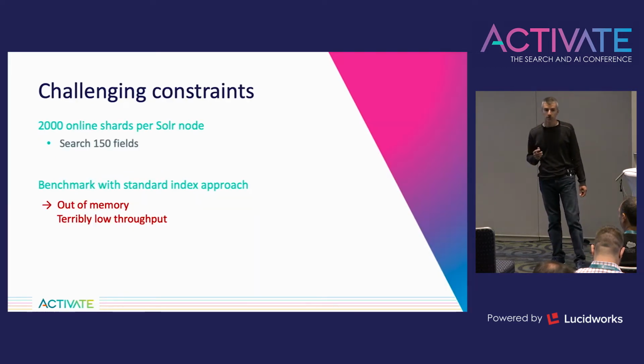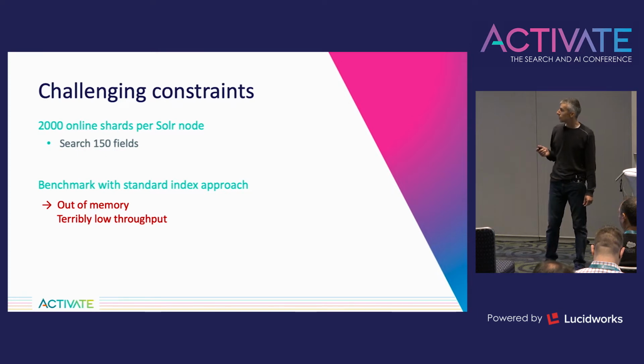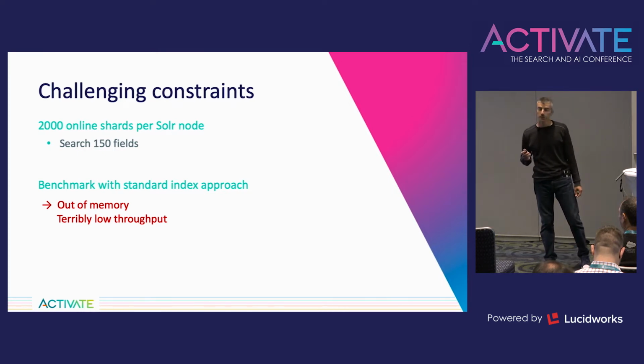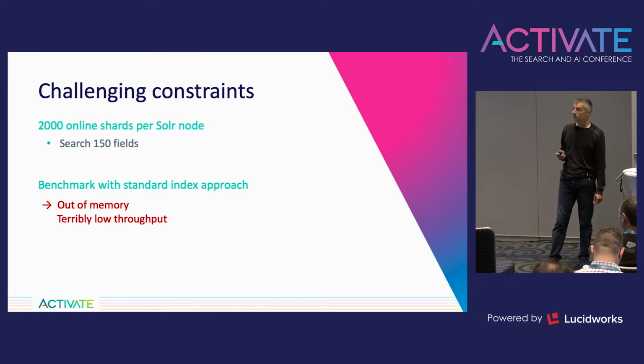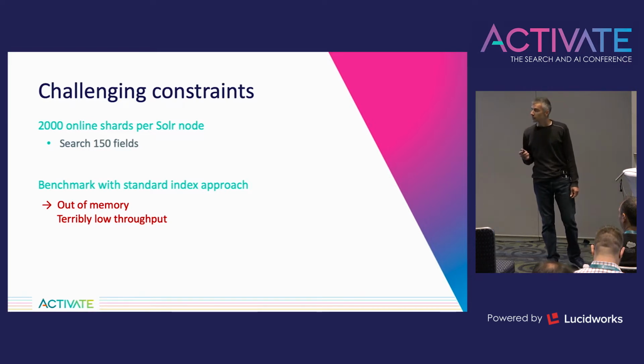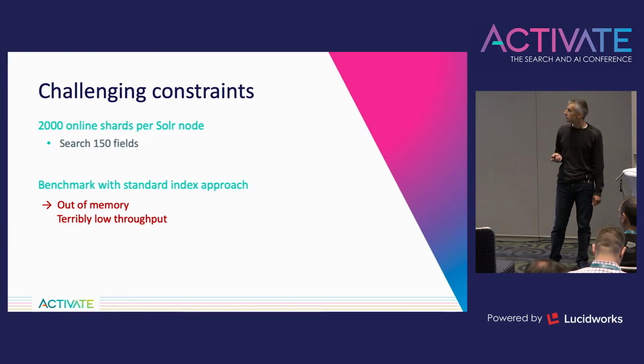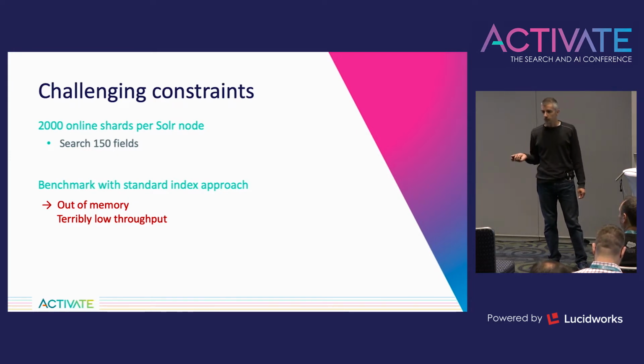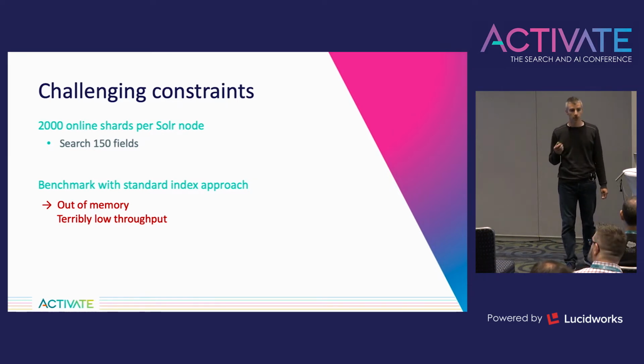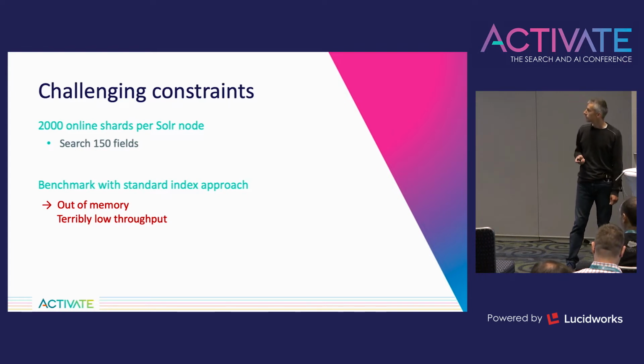So we have challenging constraints. 2,000 online shards per Solr node, and we want to search 150 fields. Obviously, we started by benchmarking with the standard Lucene index approach. And we quickly went out of memory with a very low query throughput. We'll go into the detail, but first, let's have a glimpse of the outcome of our journey and some takeaways.